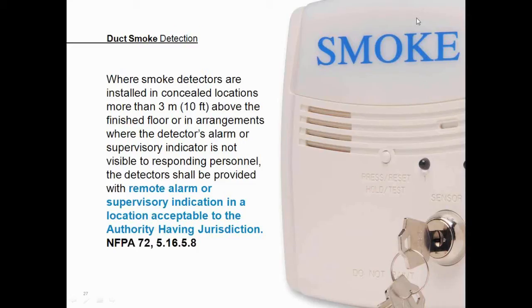Remote test accessories are often required to be installed. Oftentimes, duct smoke detectors are installed above ceiling tiles or in rooftop units. So when the smoke detector is installed in a concealed area more than 10 feet above the floor or where the detector LED indications are not visible from the ground, a remote signaling accessory must be installed. The remote signaling accessory will display the detector status in a remote location, so that it is visible to the appropriate personnel that will need to be seeing it.